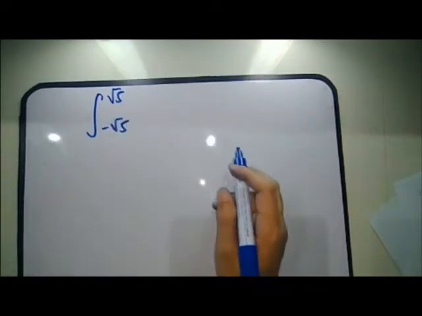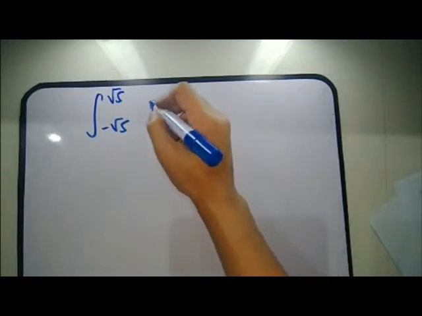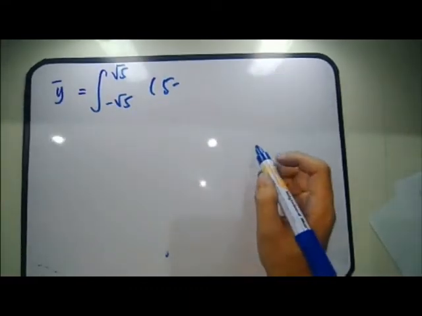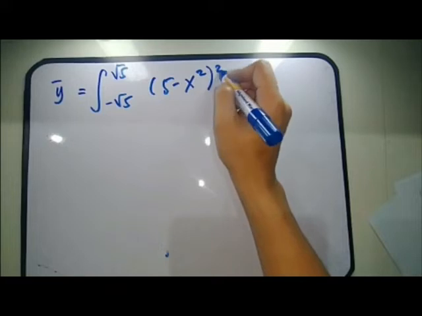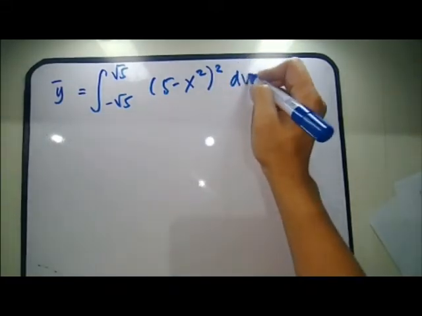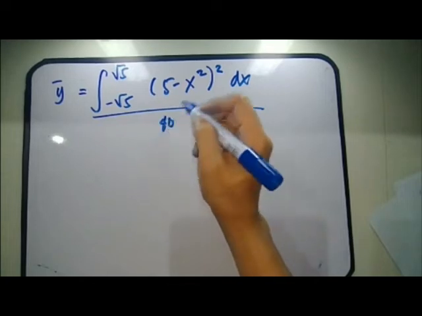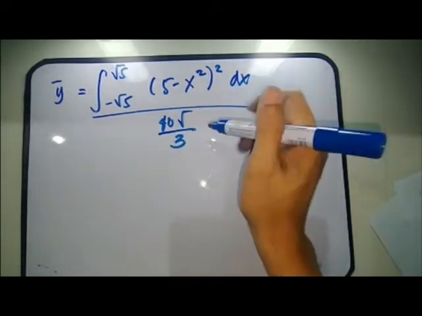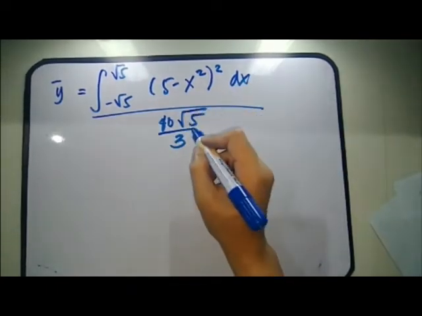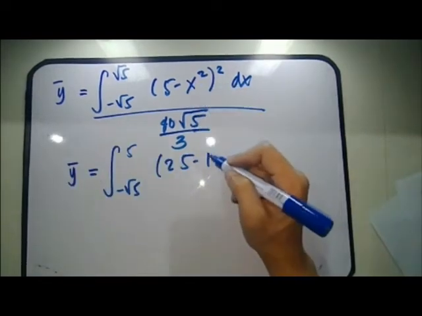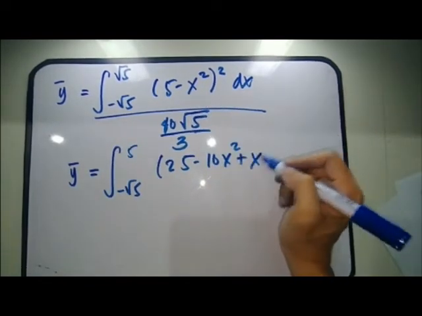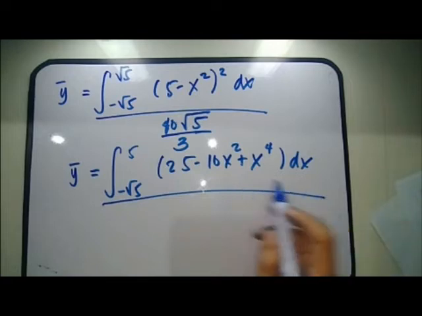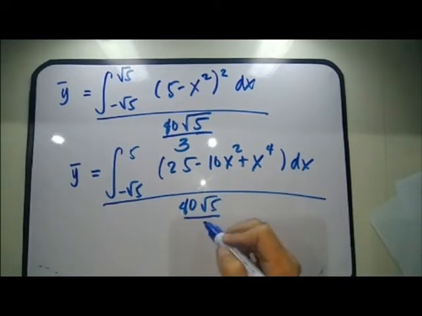So, i-simplify lang natin guys yung nasa taas, no? So, we have here the definite integral. So, y bar equals to, we have here limit natin is negative square root of 5 to the square root of 5. So, 5 minus x squared quantity, that is squared. So, differential of x. So, yung nasa taas guys, i-expand natin siya para ma-integrate natin siya. We have here 25 plus 10x squared. So, expand natin yung naka-square sa taas. That is plus x raised to 4. Differential of x. So, all over twice nung area, that is 40 the square root of 5 over 3.